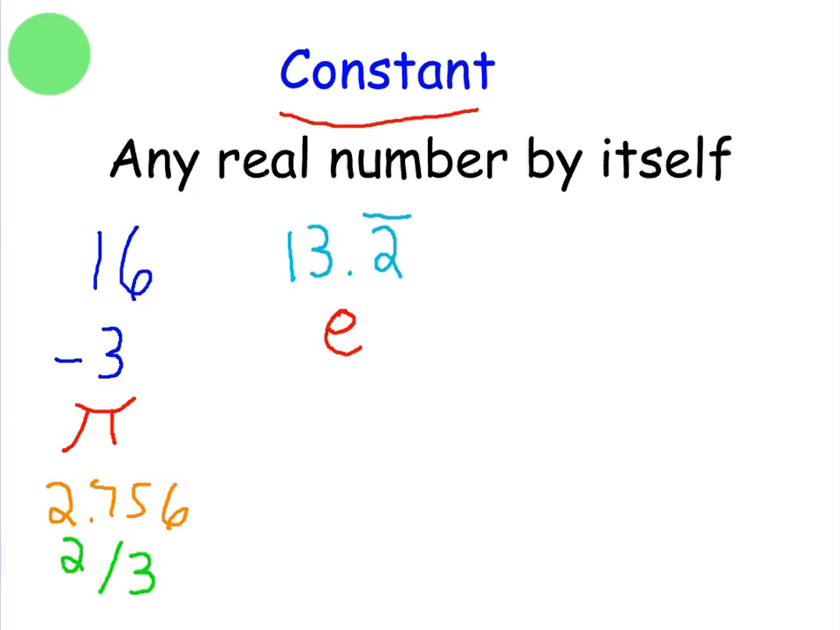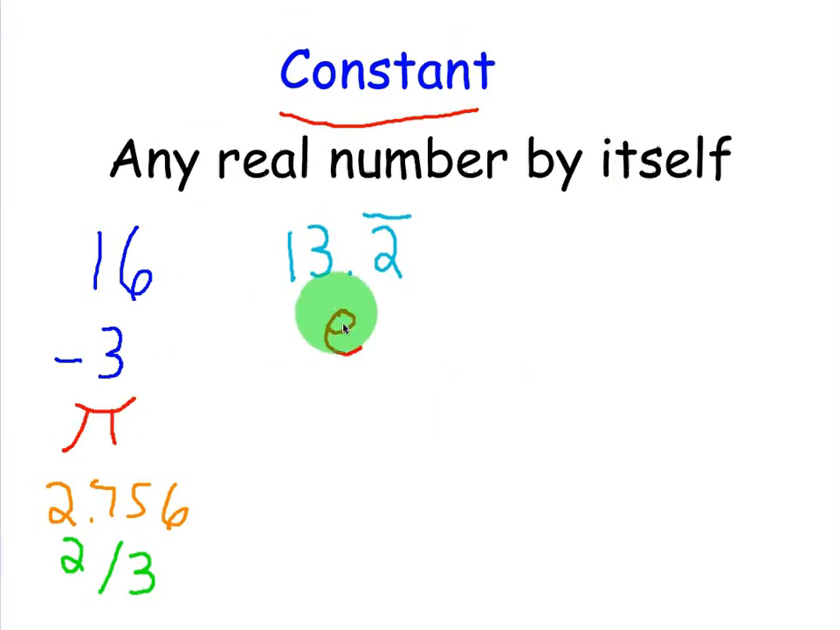Okay, so let's talk a little bit about different terms here. What is a constant number? A constant is just basically any number in the universe. For example, 16, your sweet 16th birthday. -3, $3 in debt. Pi, the circumference of a circle divided by its diameter. A decimal, 2.756. A fraction, 2/3 cups of water, whatever. 13.2 repeating. E, which is about 2.718. All of these are constant numbers.